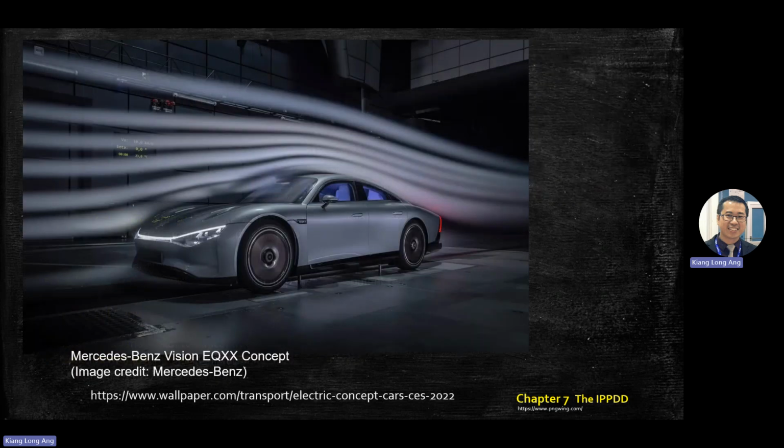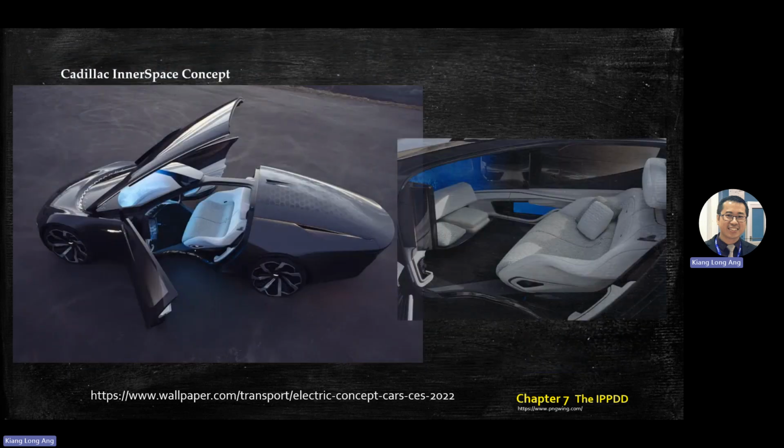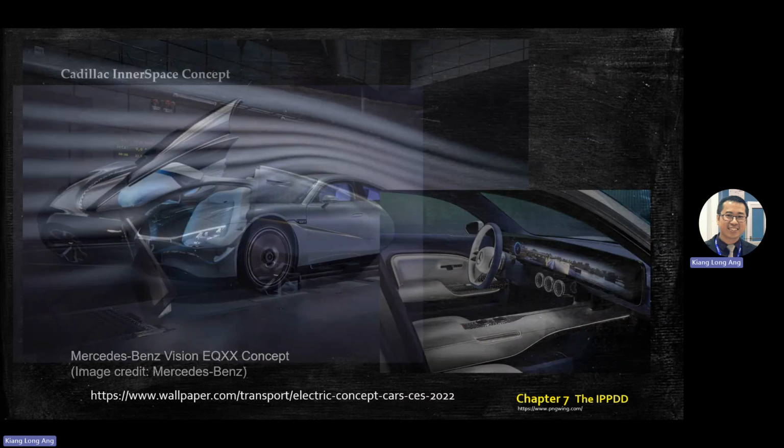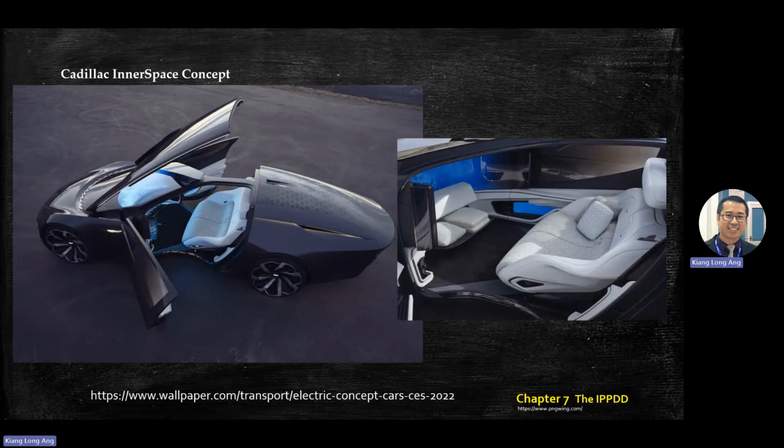Simulation. Okay, for example, this one, the Mercedes EQXX concept car. This one they test inside the wind tunnel for the aerodynamics. This one is the interior for Mercedes-Benz. Okay, so this one is another car. See, I forget. This one is a Cadillac concept car. Right, Cadillac, two-seater, and you see this is a prototype concept car.